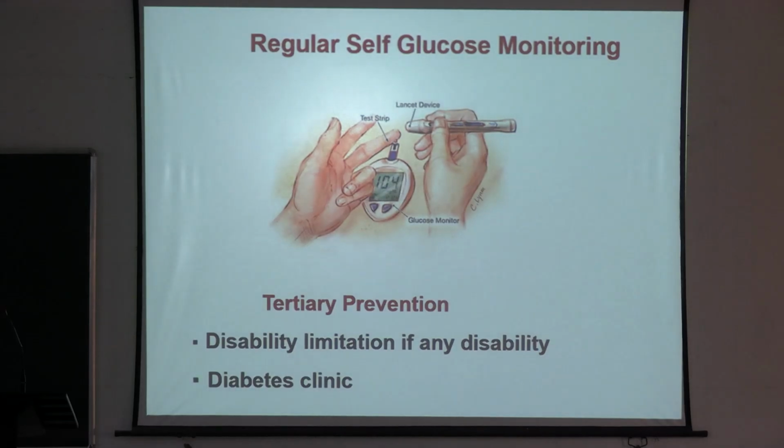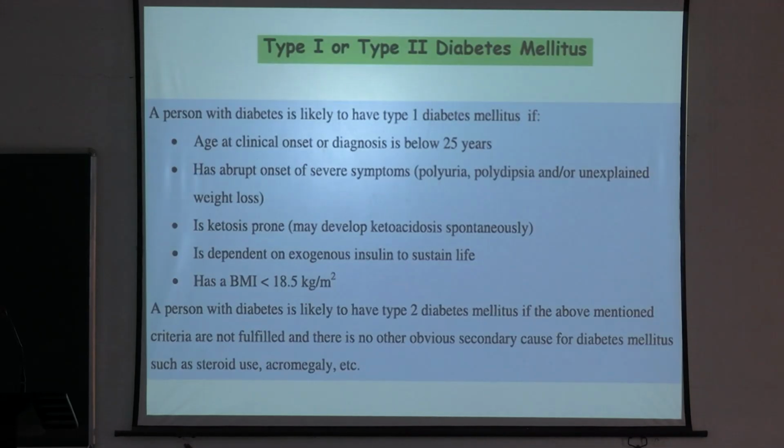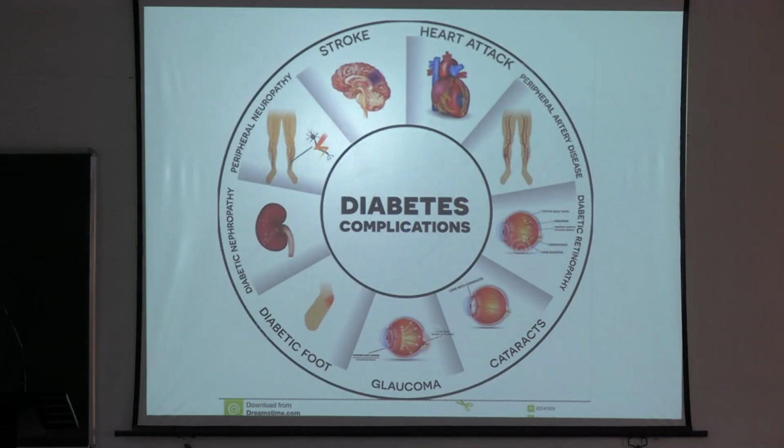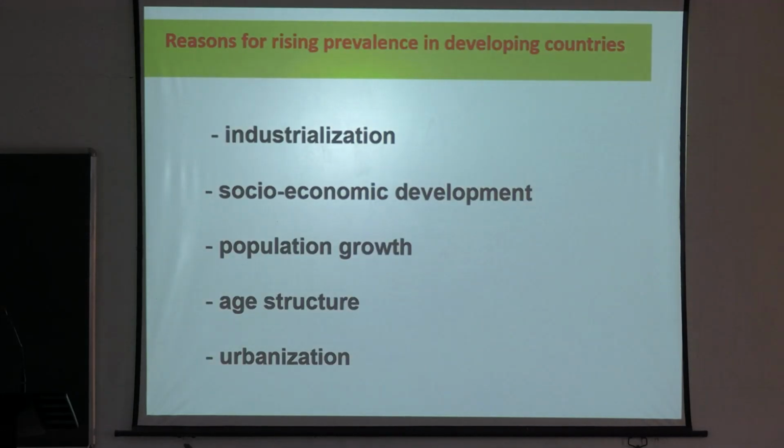Regular self-monitoring, tertiary prevention, disability limitation if there is any disability, and then the diabetes clinic. Basically, just to get back to the two things. One is diabetes can affect any part of the body. You have 2 types of diabetes, type 1 and type 2. And then you have various symptoms of diabetes which should not be ignored.